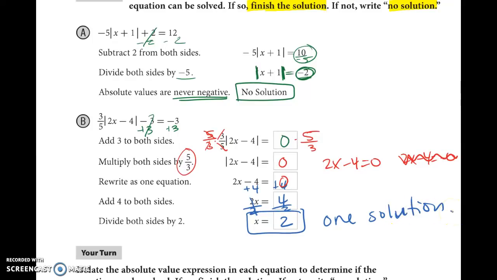So we've gone through the case where there's 2 solutions, no solution, and now one solution.